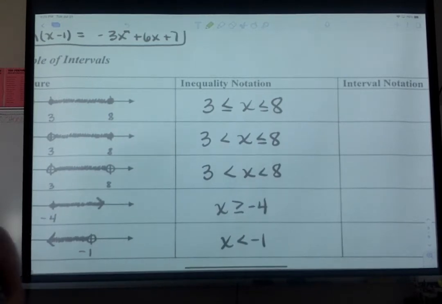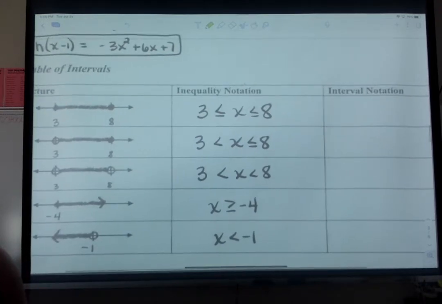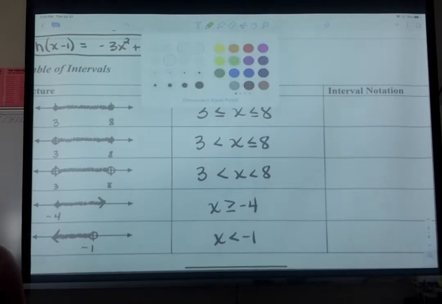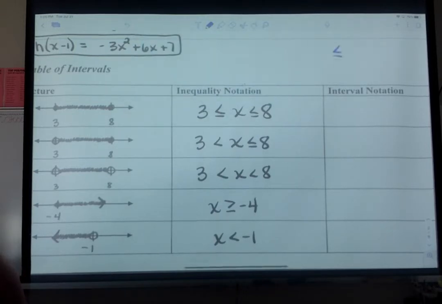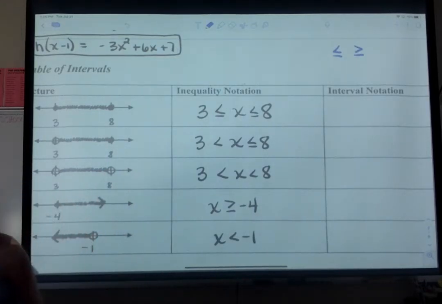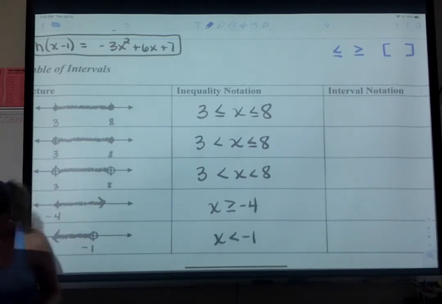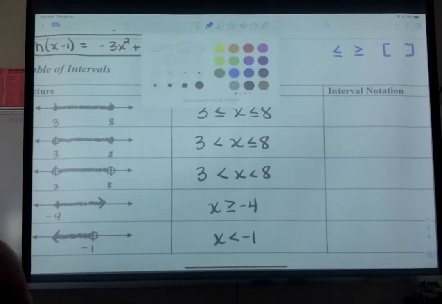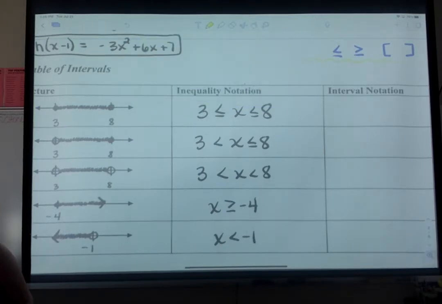So the first thing that I need to tell you, make sure you know, is when you see less than or equal to, greater than or equal to, you're going to want to use a bracket. But when you see just less than or just greater than, you're going to want to use a parenthesis.